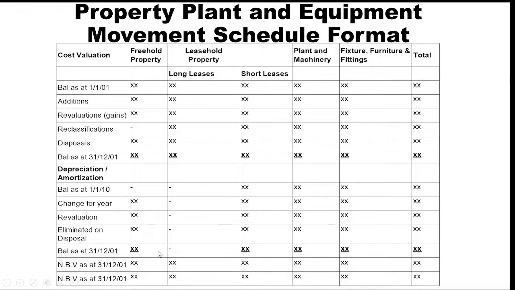Then the balance at 31st December of that year, and also we have the net book value for the previous year and the current year. So we are going to get all that. In order to understand this, we shall tackle a question and see how we can handle it. So this is the format, and necessarily not all the cost variations that we put. Some we skip.